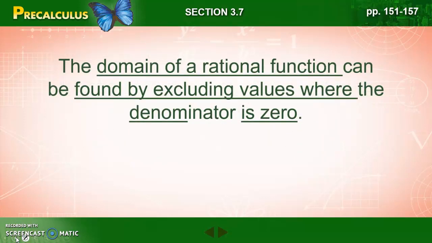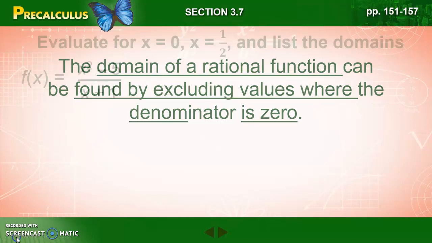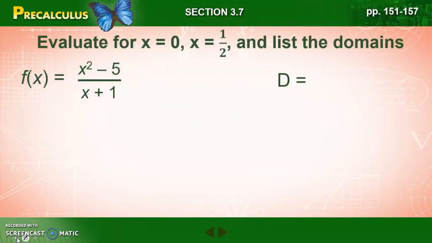The domain of a rational function can be found by excluding values where the denominator would be equal to 0. So what we're going to do is take the denominator, and if we set that equal to 0, we know that the domain can never have that value because that's undefined. If x plus 1 is equal to 0, then this whole function is undefined. So our domain cannot equal -1.